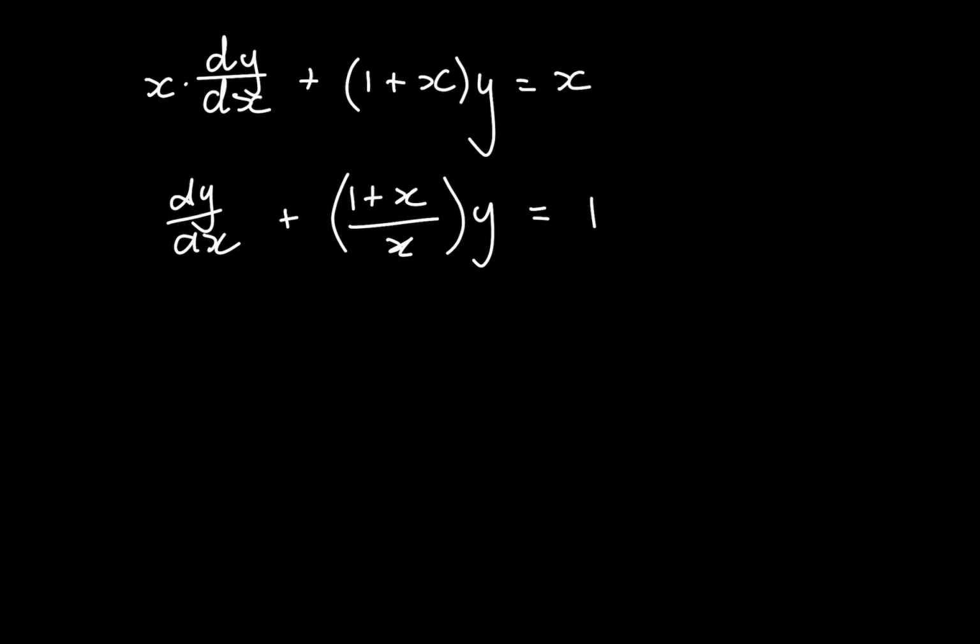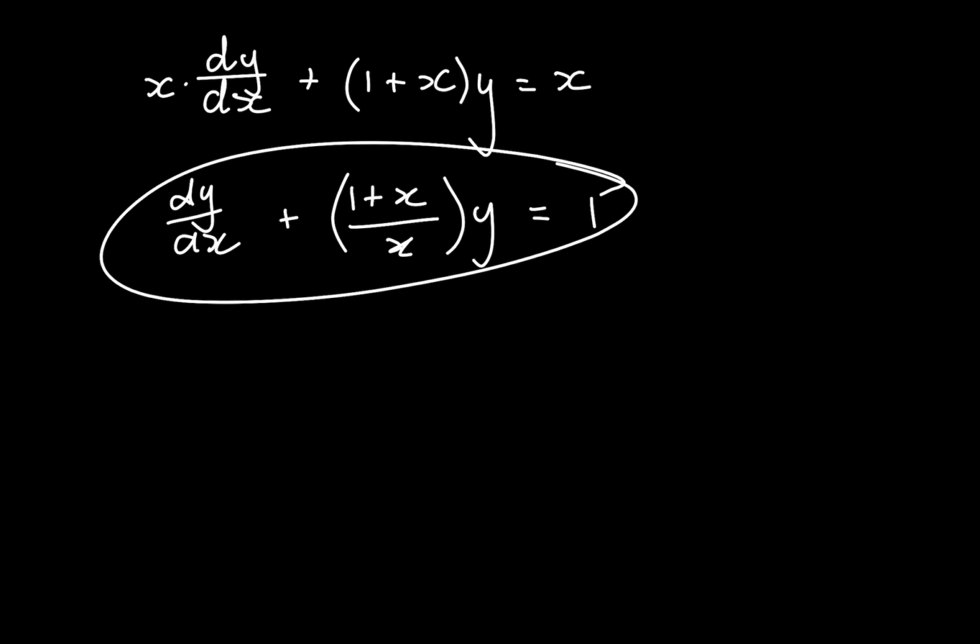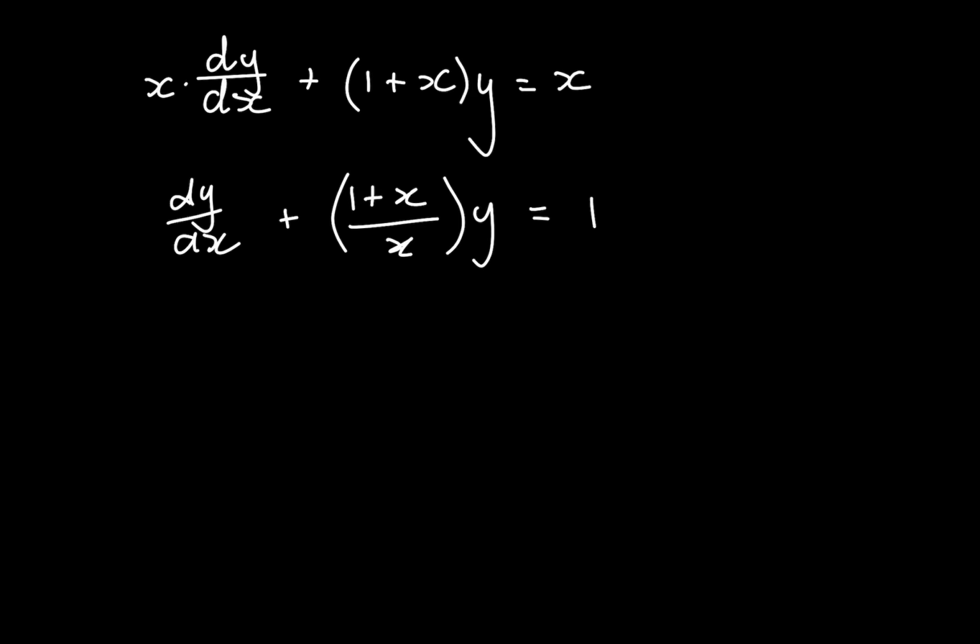So what I did was I divided through by x. And this is necessary because we need this dy/dx by itself. And we have to have the term that is y multiplied by a function of x, and this term here on the other side of this equal sign. So now it's in standard form, and we can go ahead and find our integrating factor.